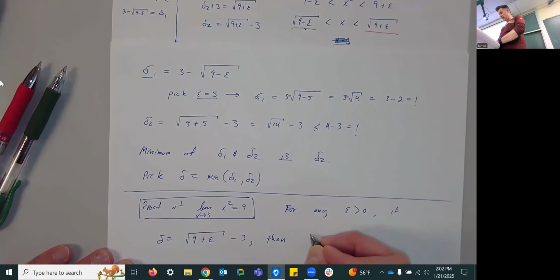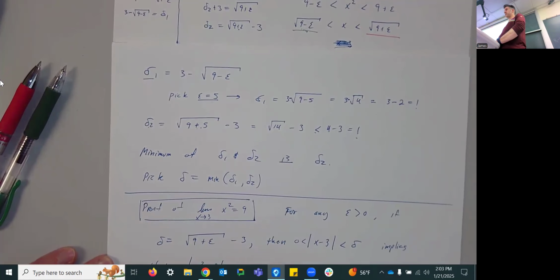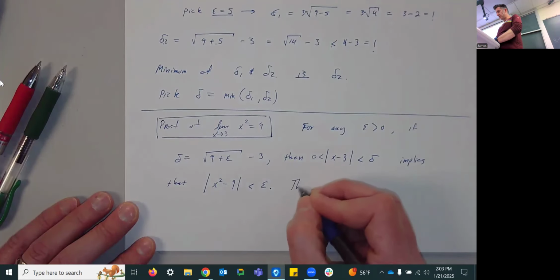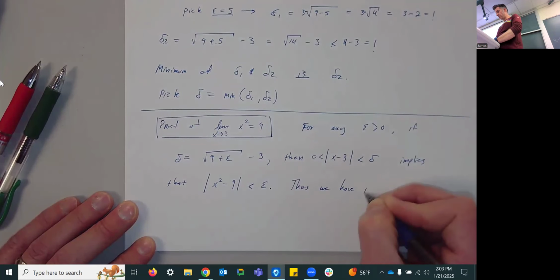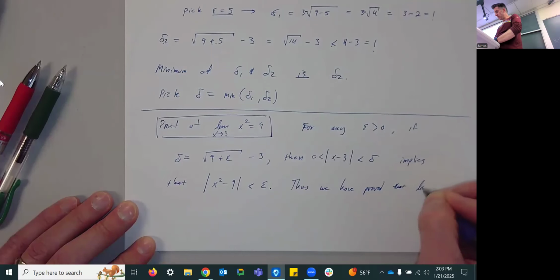then we can say that the absolute value of x minus 3 being less than delta, and what do I need also? Greater than 0, implies that the absolute value of x squared minus 9 is less than epsilon. Done. Although, yes, sorry. Thus, we have proved, I always like to say we proved, that the limit as x approaches 3 of x squared equals 9.